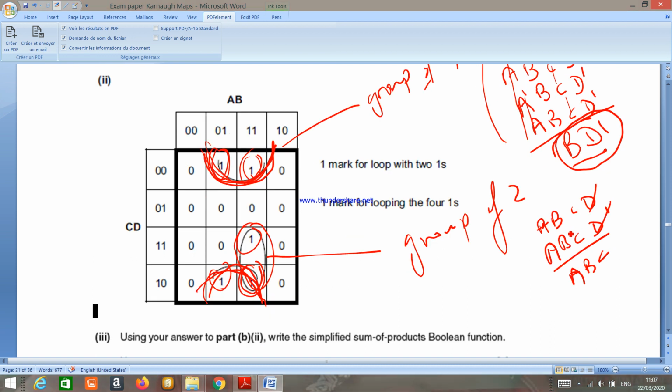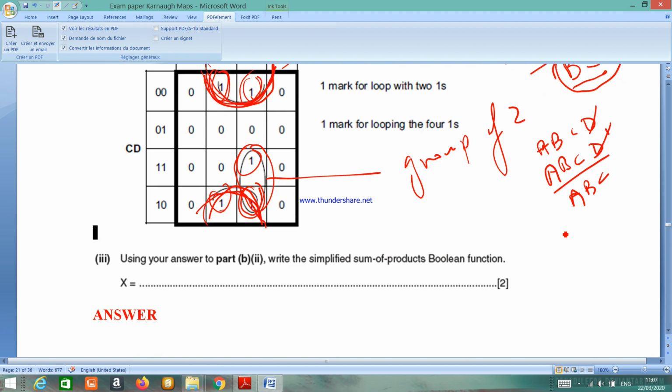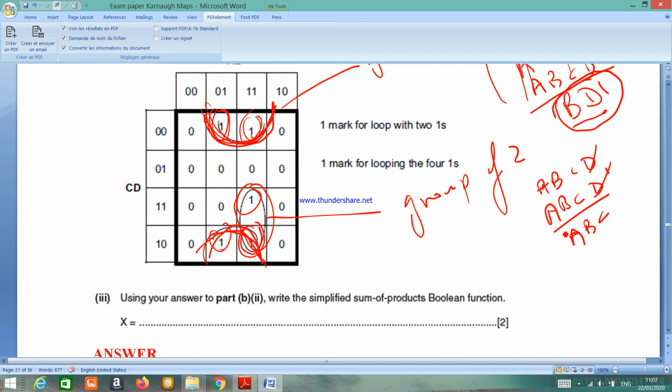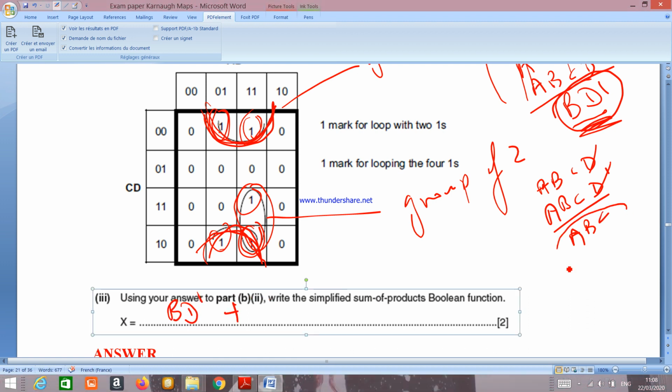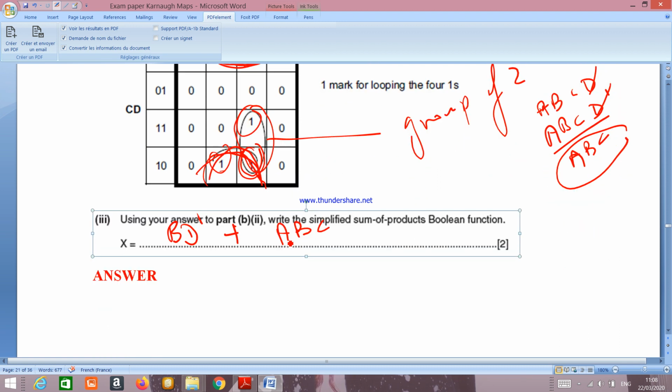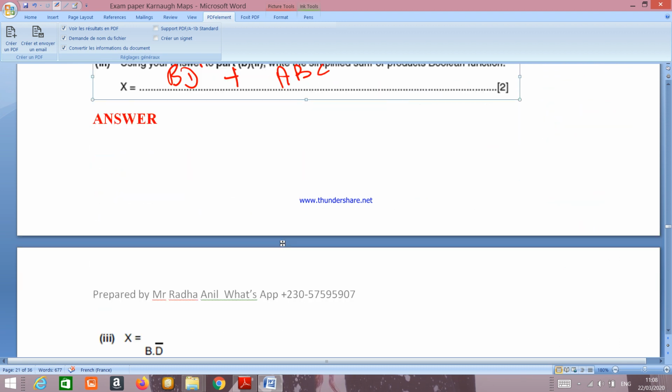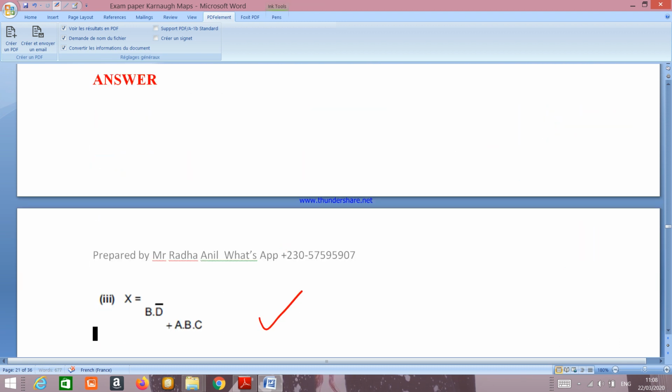So our answer will be like this. For the first group, we have B, D dash, plus from the second group we have E, B, C. So this is the answer. Let's cross check now if we are right or wrong. Okay, we are done with it.